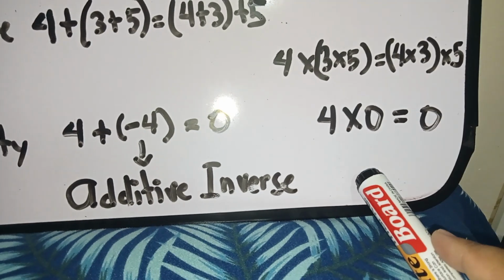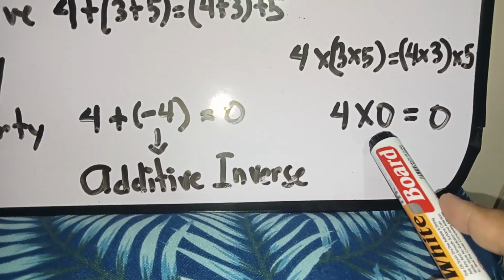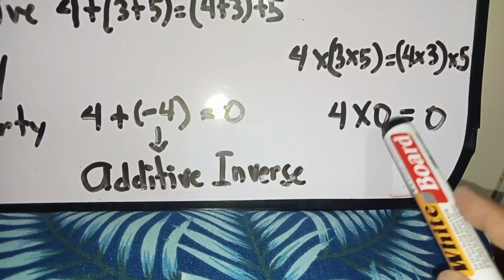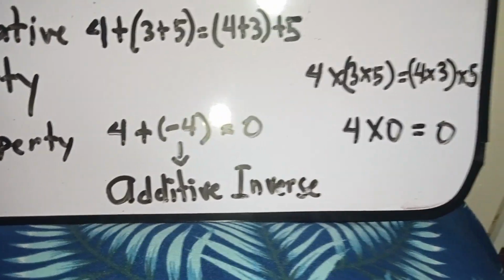In multiplication, to make the product 0, you just need to multiply any number by 0. So 4 times 0 is 0.